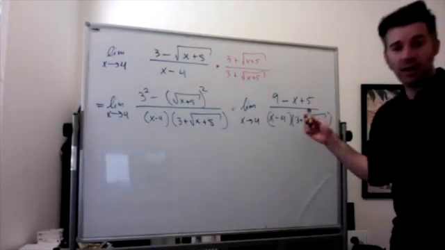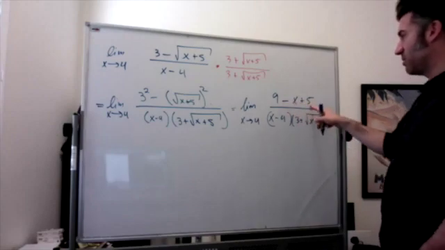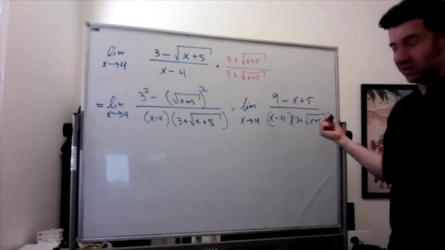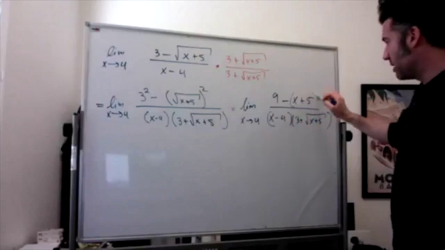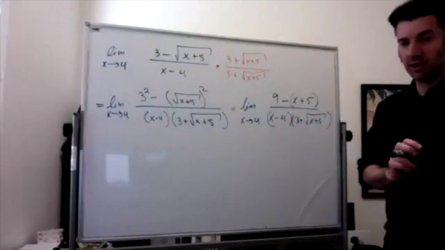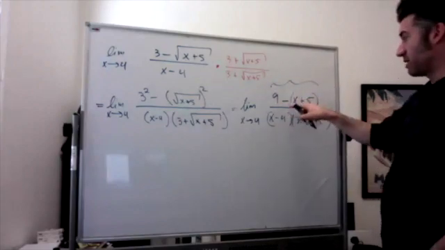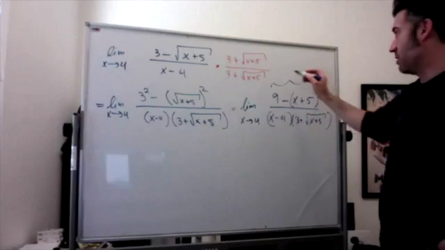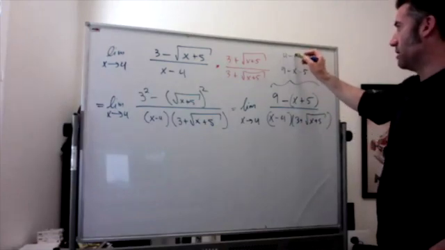And the mistake I made here is forgetting the parentheses, right? If I do this, I have 9 minus x plus 5. 9 plus 5 is 14. I'm not going to get x minus 4. What I really have is 9 minus (x plus 5), like that, which is going to give me 9 minus x minus 5, which is just 4 minus x.